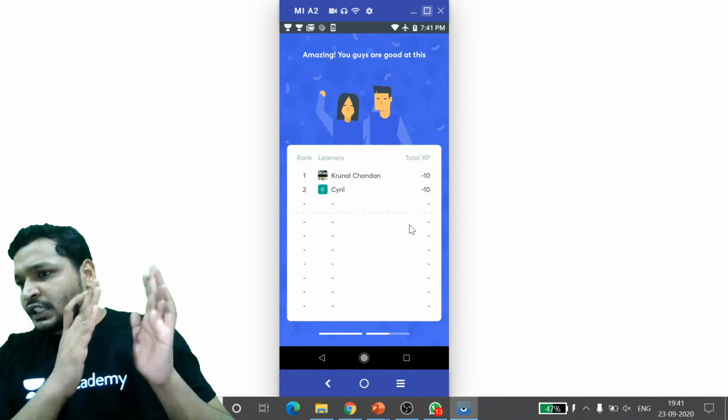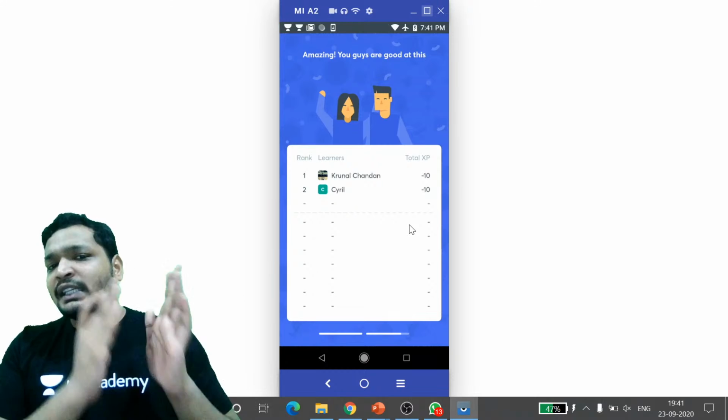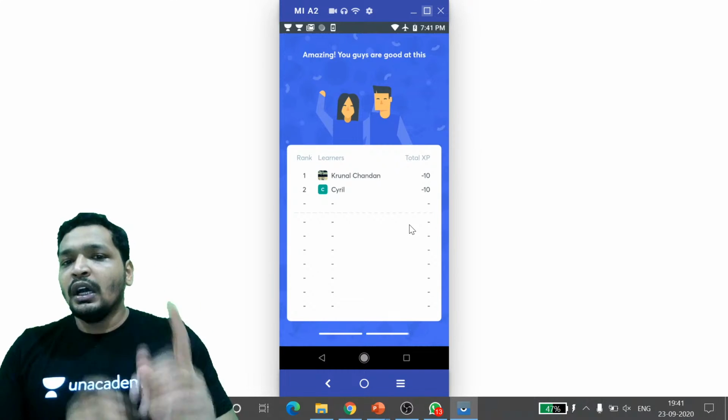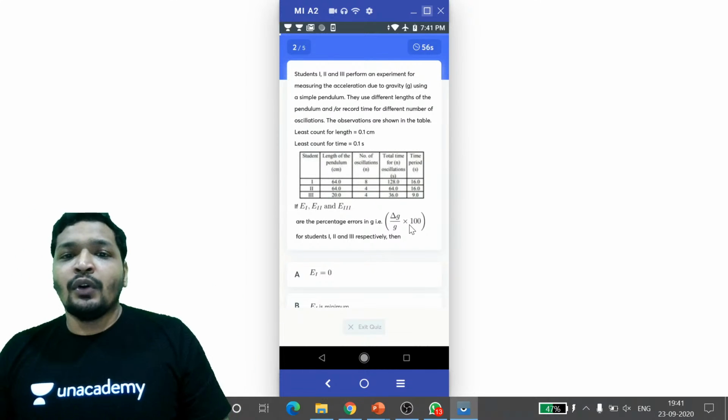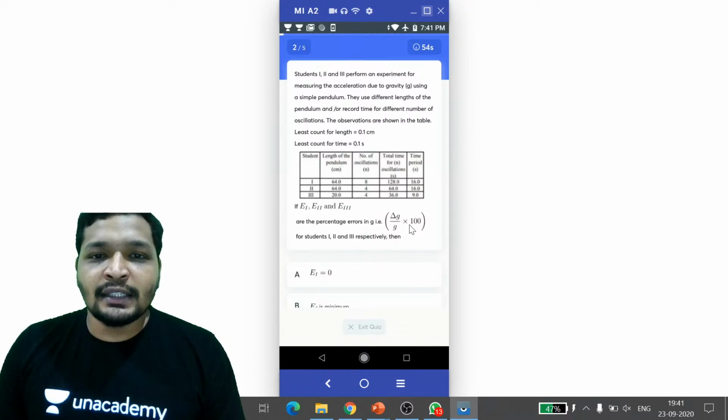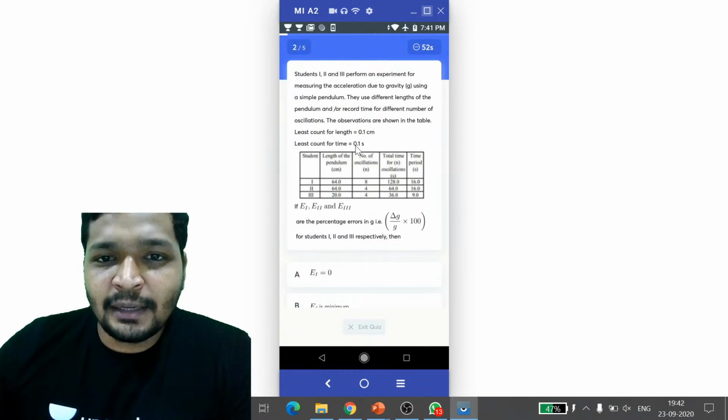So basically I believe you have answered 2.2. That means each division was actually 0.5 mm, not 1 mm. So yeah, this is also a JEE Advanced question, guys, and that's the beauty of the Unacademy Learning app.